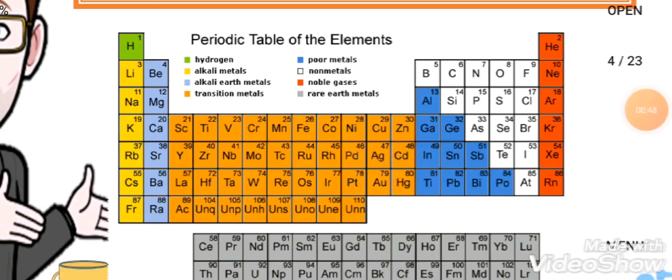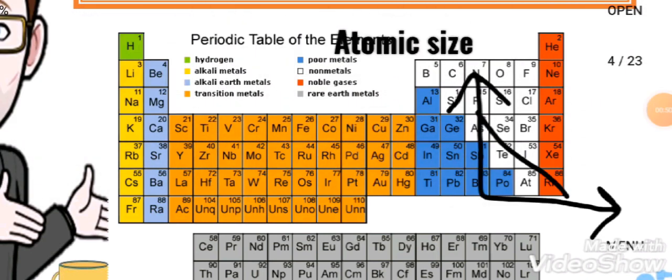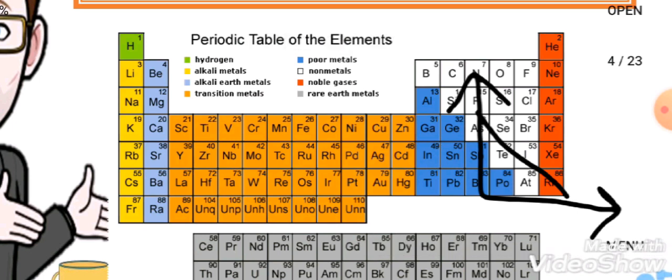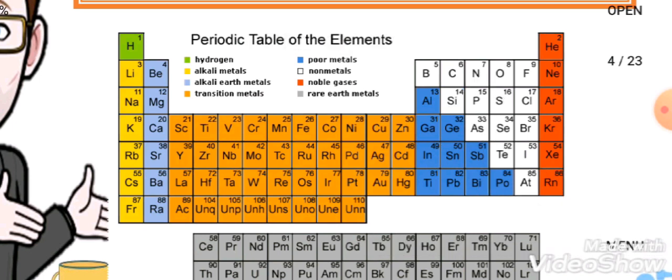And this is exactly the inverse relation between the atomic size and electronegativity. As the atomic size increases, the electronegativity decreases, and as the electronegativity increases, the atomic size decreases.